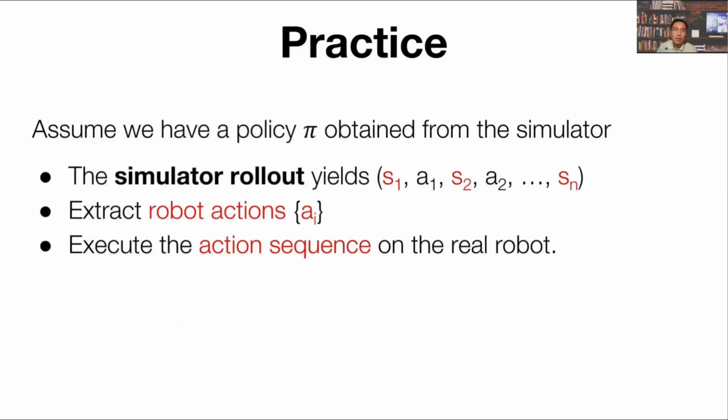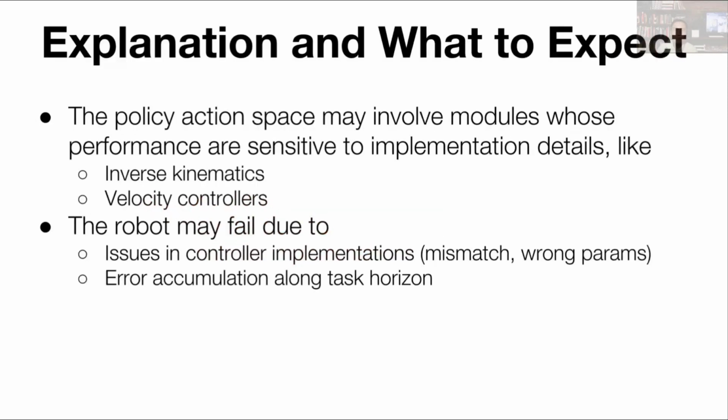Assume we have a policy pi obtained from the simulator. We still first roll out the policy in the simulator to get the trajectory. But different from the first step, we use the robot action rather than the joint position from the trajectory and execute the action sequence on the real robot.